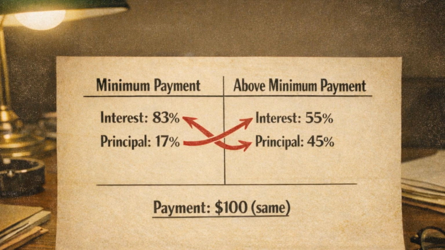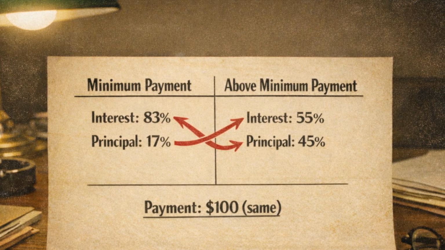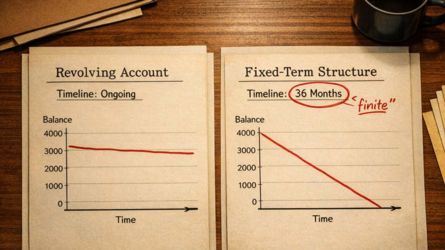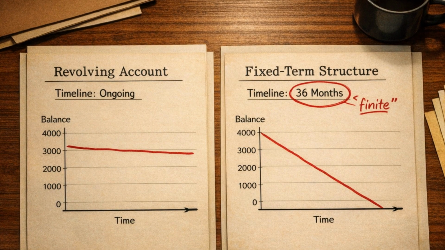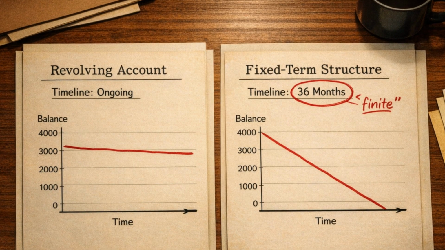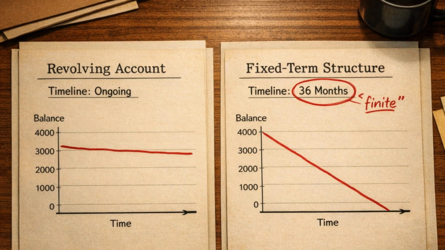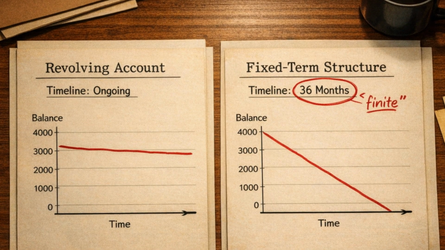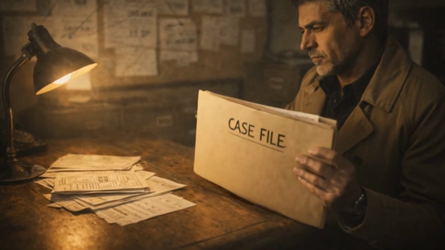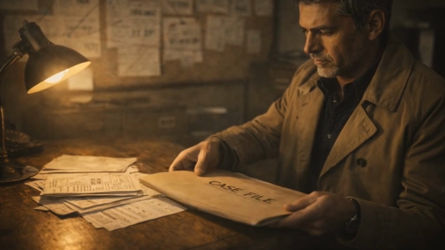Balances begin to decline more meaningfully when payments move beyond the minimum threshold, not because behavior changes, but because allocation does. When interest is reduced, a larger share of each payment reaches principal, and the same payment produces a different result. When revolving balances are converted into fixed-term structures, the timeline becomes finite, and the system shifts from continuation to resolution. The cycle persists when new balances are added. It stabilizes only when expansion stops.